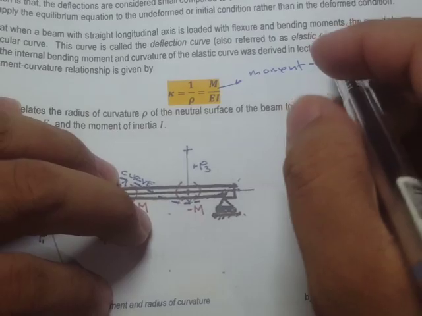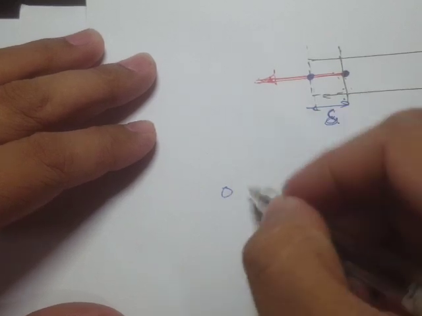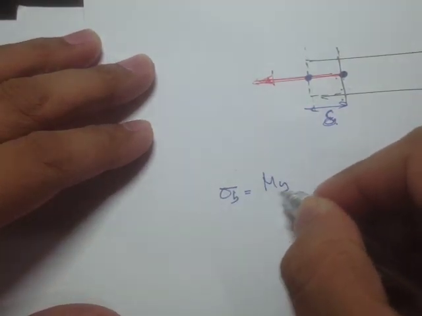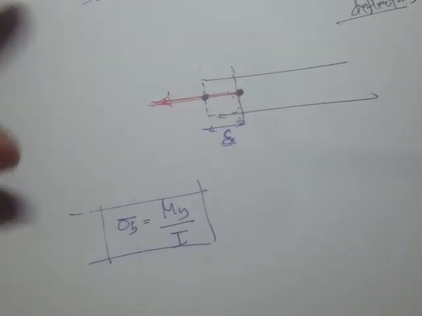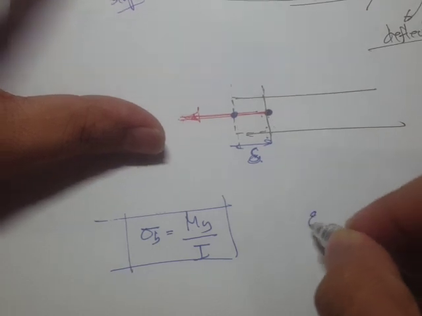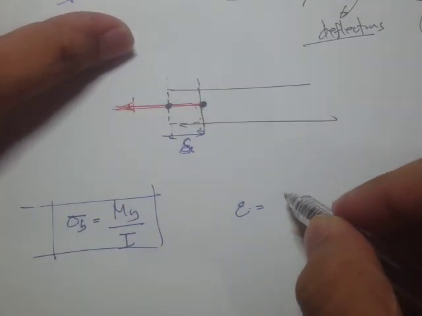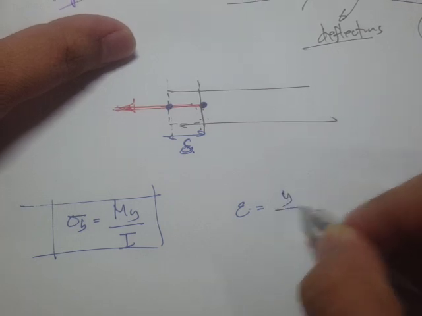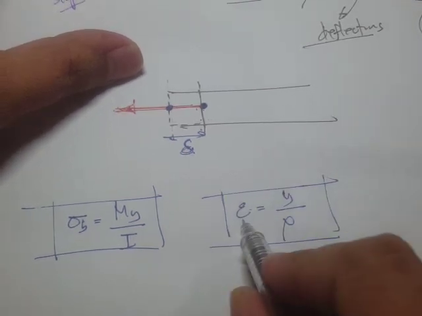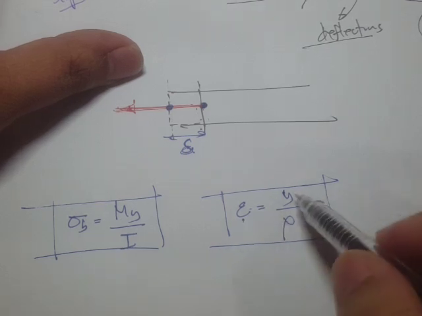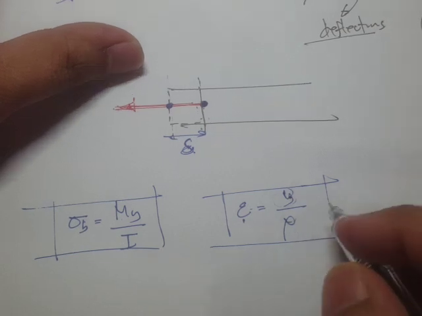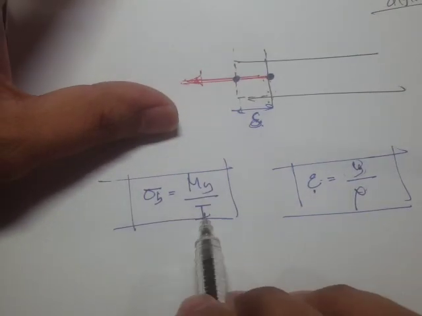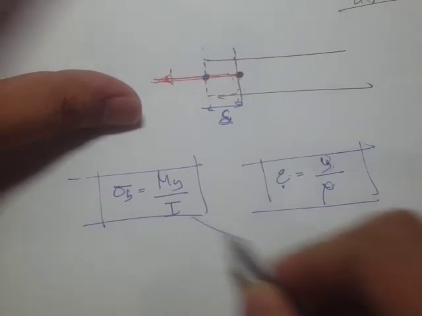And where this comes from is the flexural stress formula. We have this My over I, right? And from the deflected shape, we have the strain given by epsilon equal to y over rho. This is the extensional strain, y is the distance from the neutral axis, and rho is the radius of curvature. I is the moment of inertia, and M is the moment.